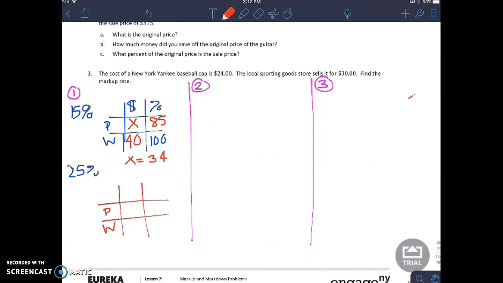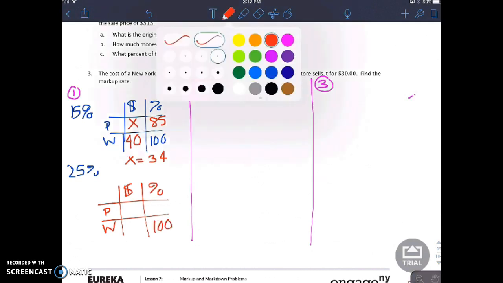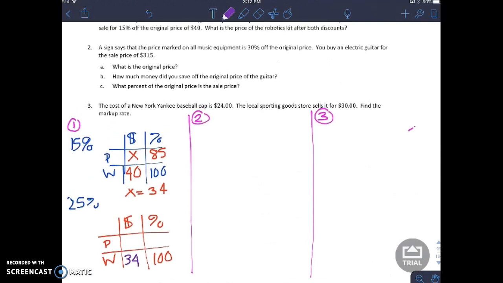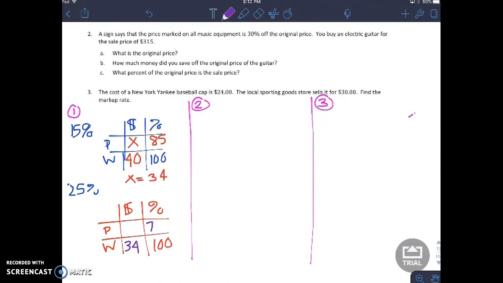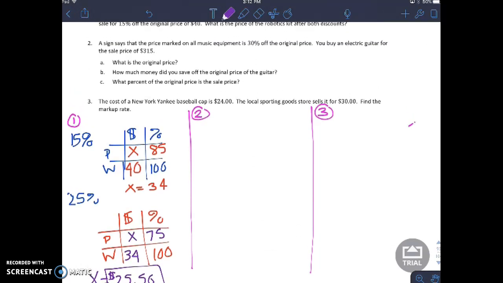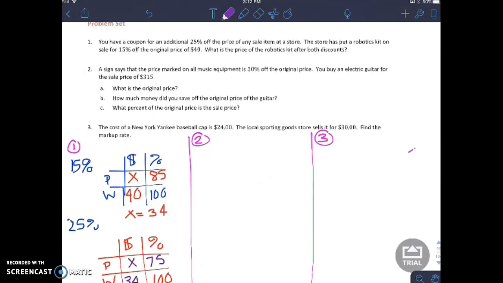So we set up another tic-tac-toe. Most of the numbers are going to be the same general idea here. Now the whole is $34, and the percent is going to be 75% because it's a 25% discount, so you pay 75%. X goes there. When you solve that, x equals $25.50. That you're going to want with a unit because that's your final answer. That is number 1.